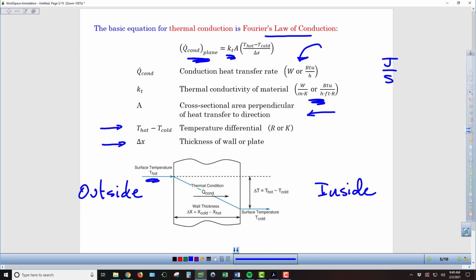And so we've got the hotter temperature on this side, we've got the colder temperature on the inside, and then we're going to have the heat transfer that's going to be going from the hot side through the window pane to the cold side. And so this delta X, this is the width here of the window pane, and then the area is going to be the surface area between the outside and the inside.